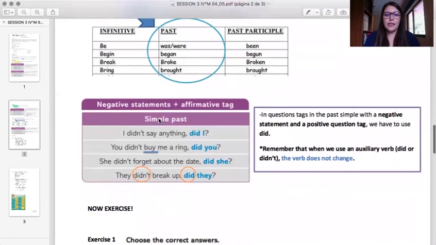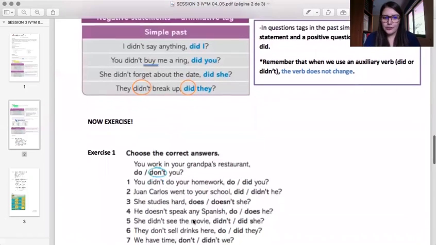In negative statements and affirmative question tags, we have to use did. We already have the clue here with didn't, so we use the positive did. And again, you have to remember that when we use did or didn't, the verb does not change. Okay, so you didn't buy me a ring. The verb here is in base form. So now you have to exercise everything you learned today.